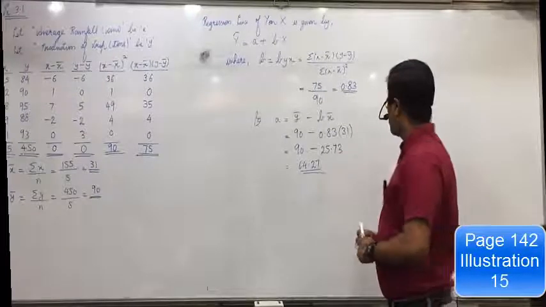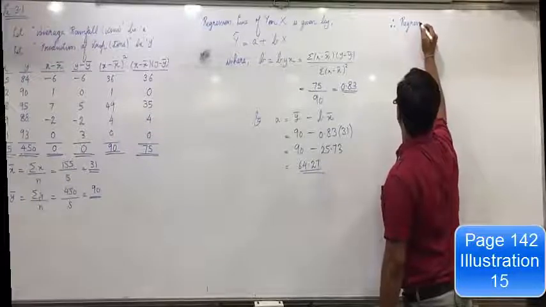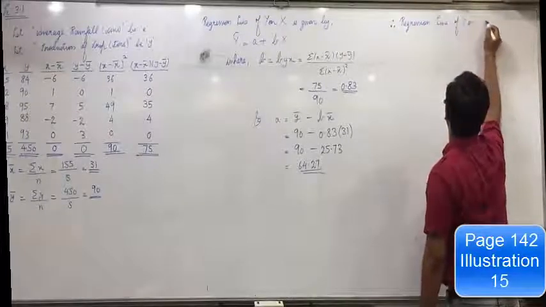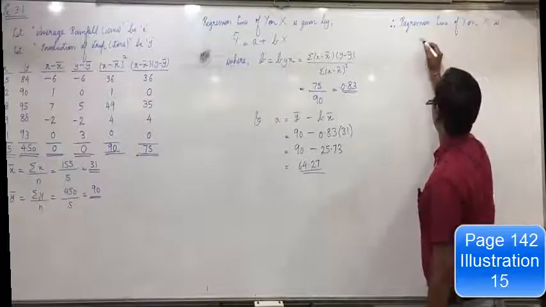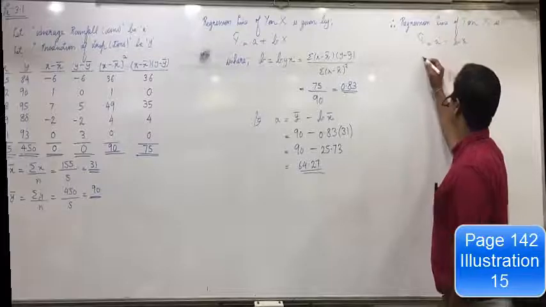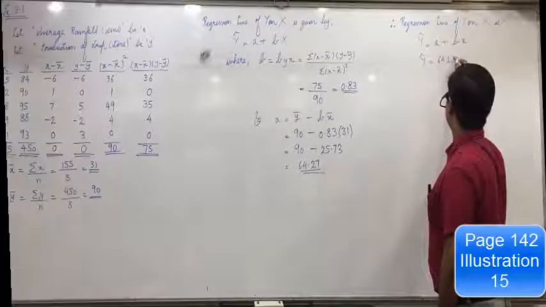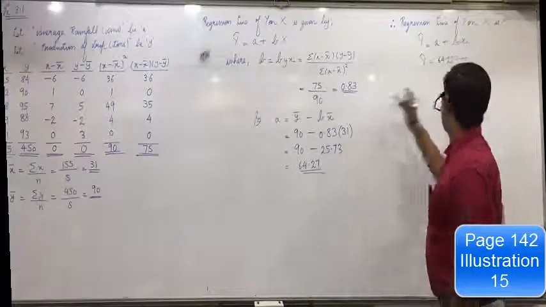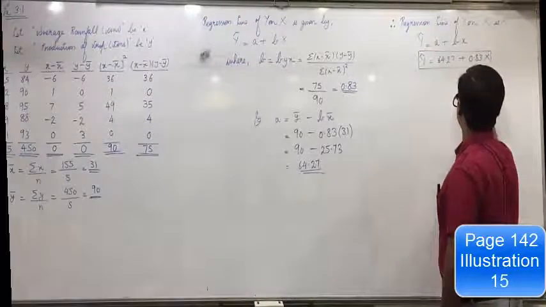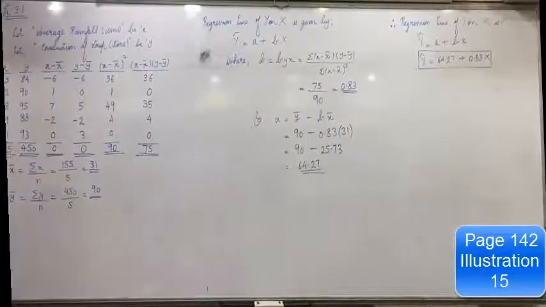Then the next step. Therefore, the regression line of y on x is y cap equals a plus bx, which is equal to 64.27 plus 0.83 x. In a we will put 64.27 and in b we will put 0.83. This is one answer, the regression line of y on x. Any confusions in that? All are clear so far?